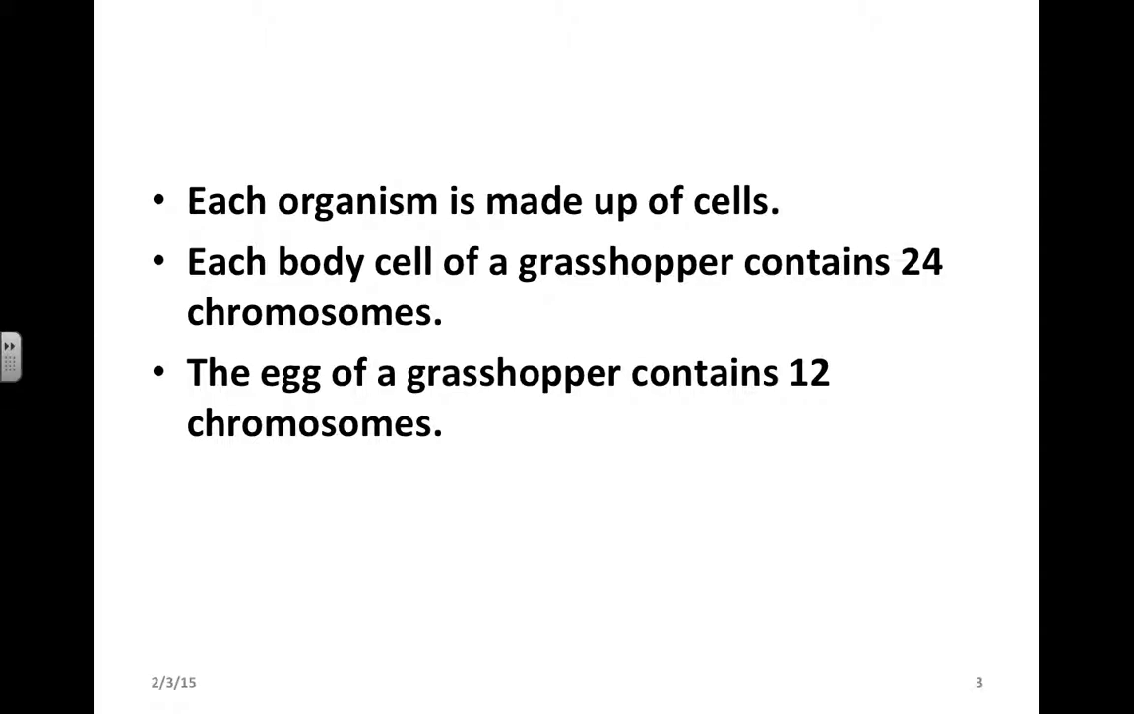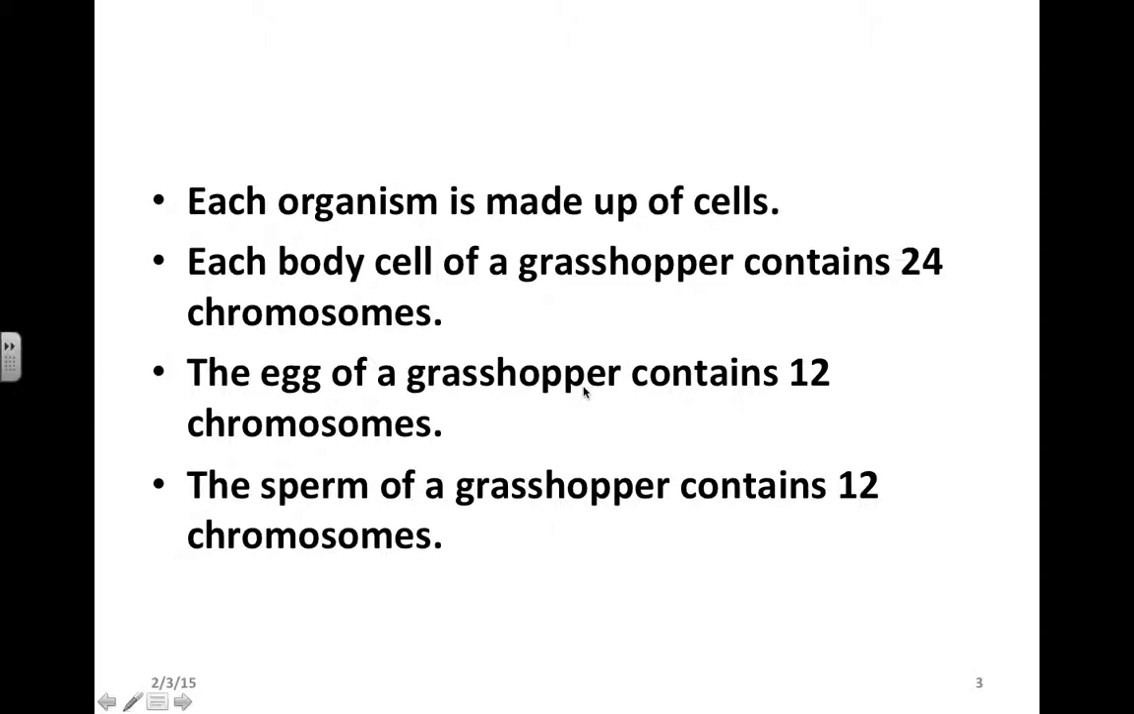Okay? The egg of a grasshopper contains 12 chromosomes. So while we just said that the body cell of the grasshopper contains 24 chromosomes, that's true of every single cell that makes up that body, except for the sex cells. And the sex cells are the egg and the sperm. The egg of a grasshopper, that cell, contains 12 chromosomes. And the sperm of a grasshopper, that cell, also contains chromosomes. So go ahead and get that written down.